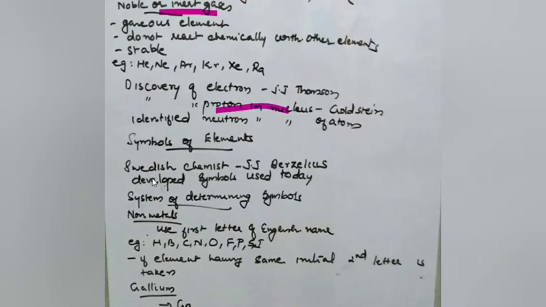Next is the most important topic in chemistry, that is the symbols of elements. It is the base. Without knowing that, we will not be able to study chemistry. The Swedish scientist J.J. Berzelius developed the symbols used today. So what symbols are we using today? They are based on the first letter of the name of the element. It was invented by the Swedish chemist Berzelius.